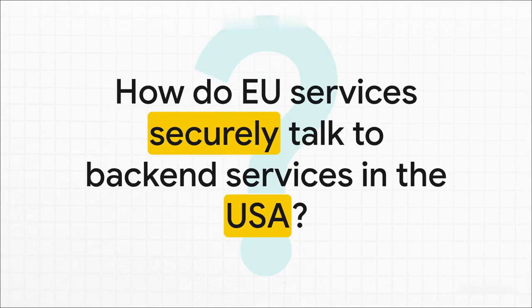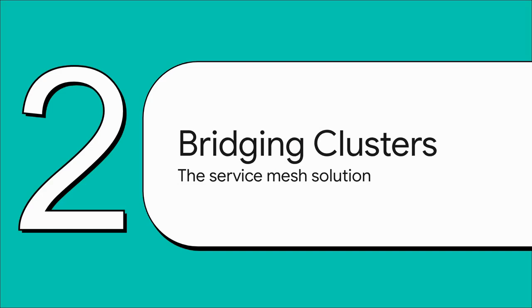Suddenly, their front-end services running in Europe need to talk to their main databases and back-end services that are still running back in the US. So the big question is, how do you manage that connection? How do you make it secure and reliable and observable when you're literally sending traffic across an ocean over the public internet? This exact scenario is precisely the problem that a service mesh was designed to solve. So for our next section, we're going to look at how a tool like Istio gives you everything you need to build a secure bridge between these two otherwise isolated clusters.